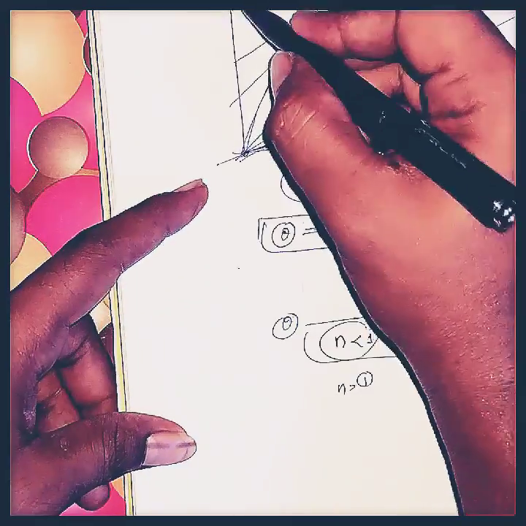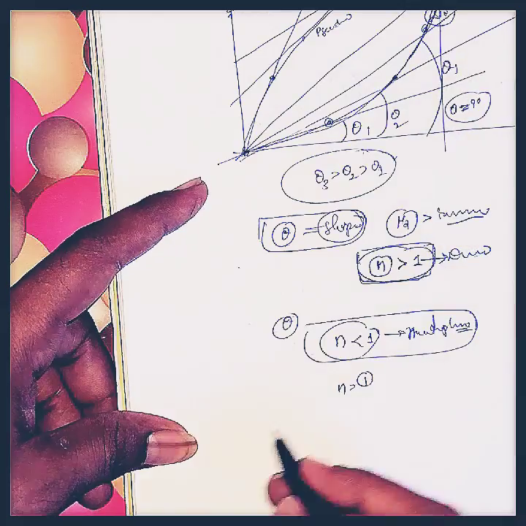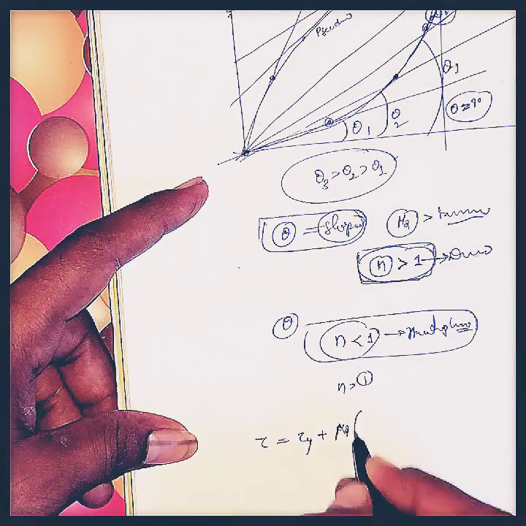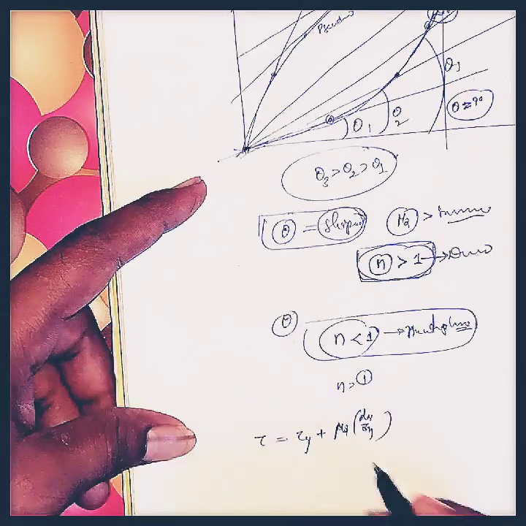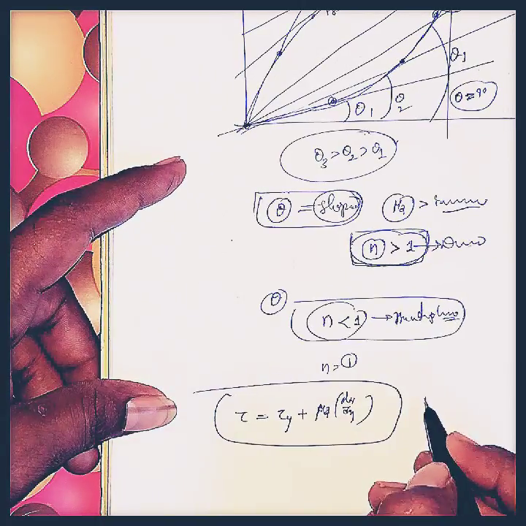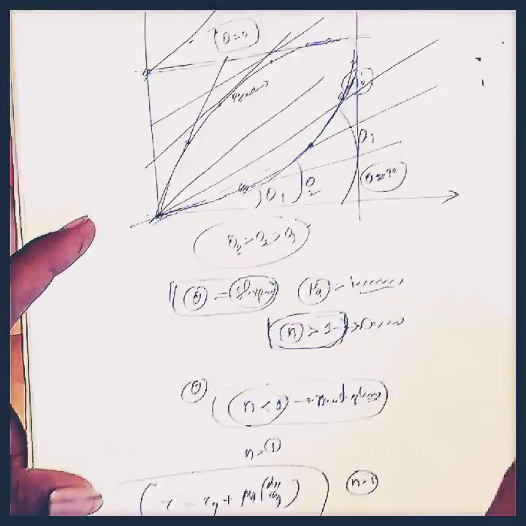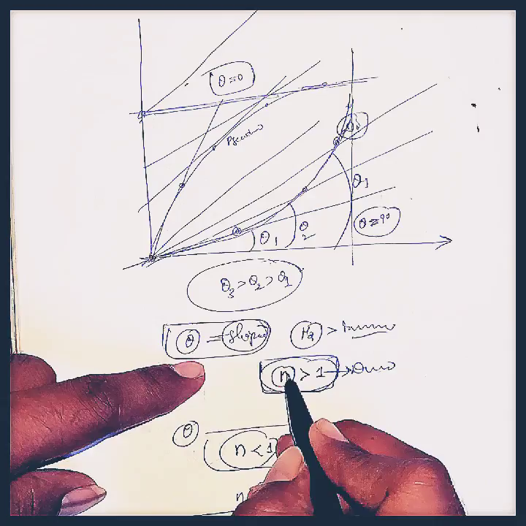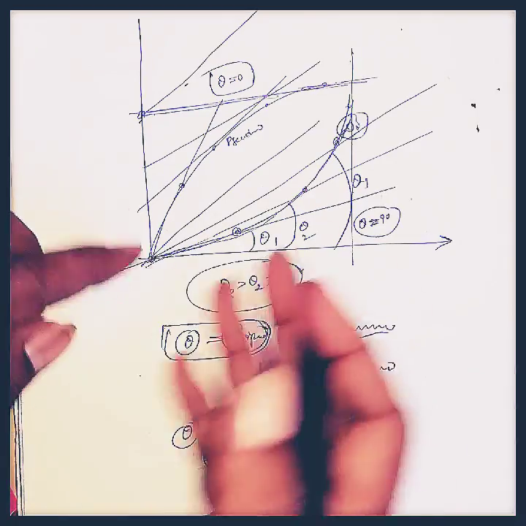For Bingham plastic, the line is like this, yes or no. For Bingham plastic, tau equal to tau y plus mu apparent du by dy. Here also there is no n value, n equal to 1, yes or no. This is how the flow index value, that is the n value, depends upon the type of the fluid.